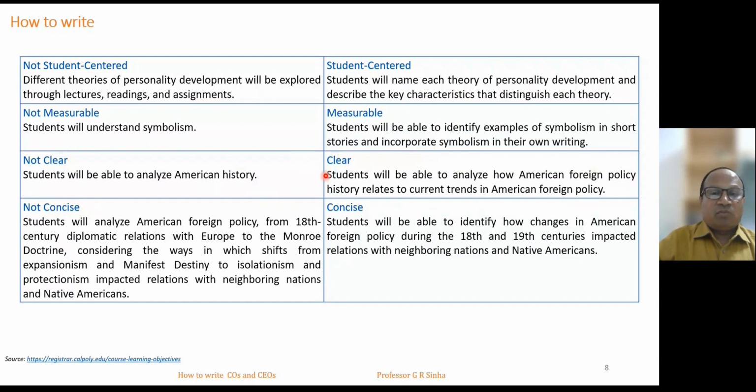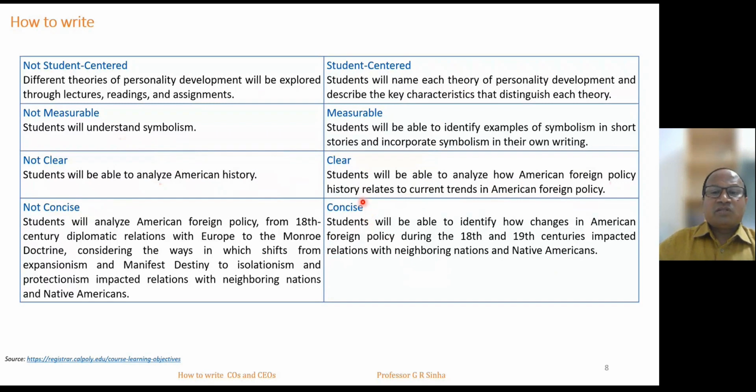Now, whether the outcome is clear or not, let's see one more example. Students will be able to analyze American history. So clarity is not there. But when we rewrite it, students will be able to analyze how American foreign policy history relates to current trends in American foreign policy. So it's very clear. Clarity is there. You can't write a vague statement. You can't write a statement which is not measurable. And then, of course, you see the last one.